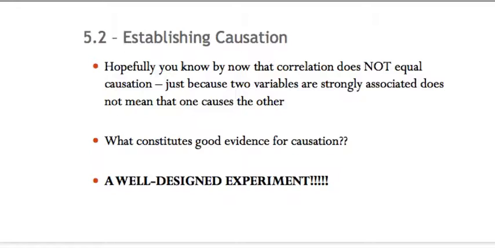Hopefully, at this point, you know that correlation does not equal causation. In other words, just because two variables show a strong association or a strong relationship does not mean that one causes the other. We talked about that in Chapter 3 when we learned about lurking variables, and we're talking about it again now. Now we are going to learn how we provide good evidence for causation. How do I conclude that one thing causes another? And the way that we do that is with a well-designed experiment. That's the only way that I can prove a cause and effect relationship.